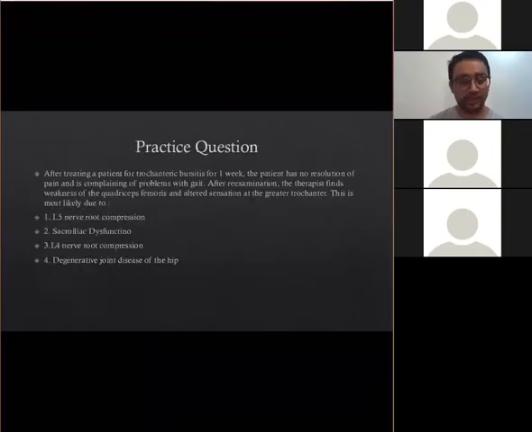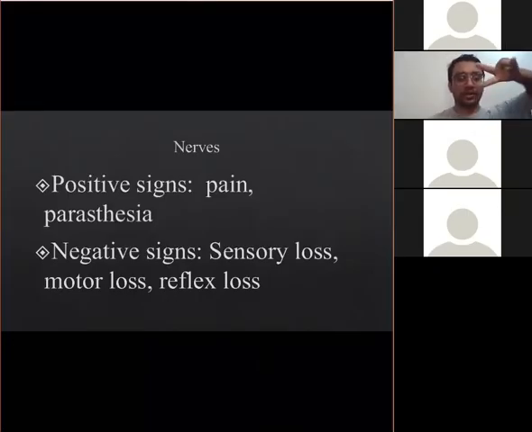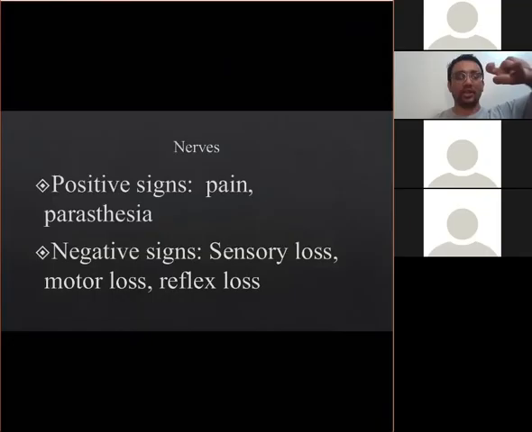Okay, for the nerve, we see either positive signs or negative signs. What is a positive sign? Positive sign is the sign that is positive. What is positive? Let's say someone has HIV positive. What does that mean? It should not be there and it is present now, and that is abnormal. Something that should not be there, if it is there, then we call it a positive. That is HIV positive, right?